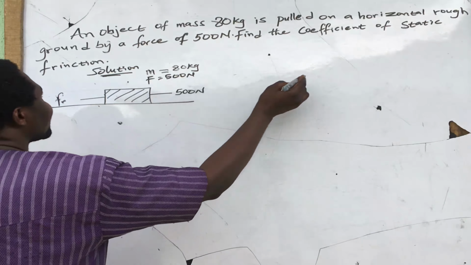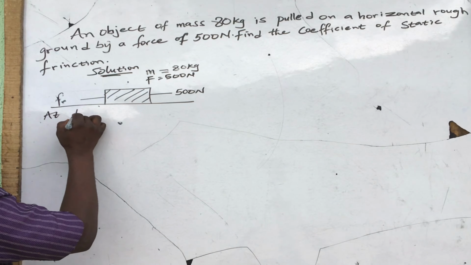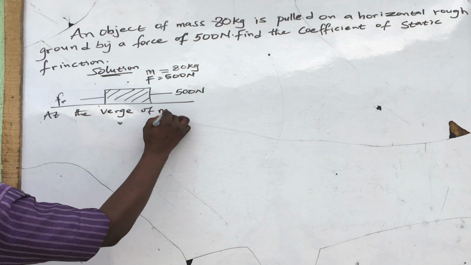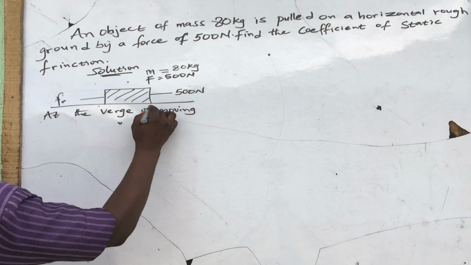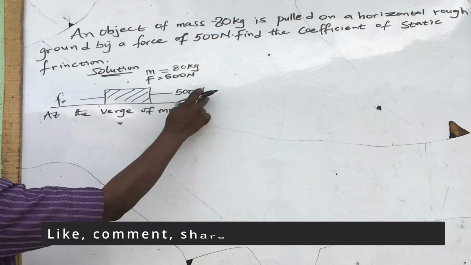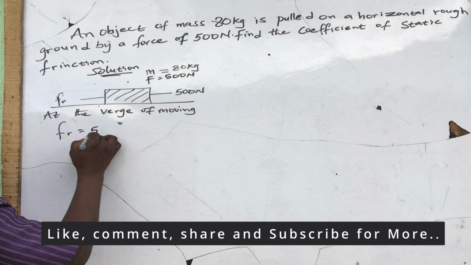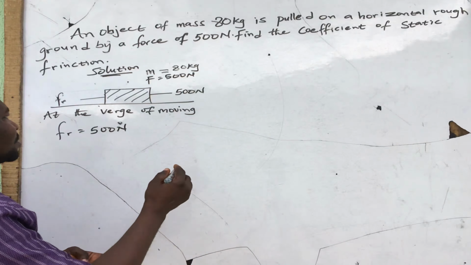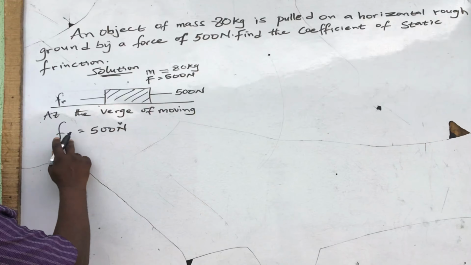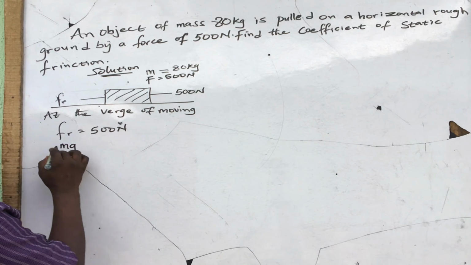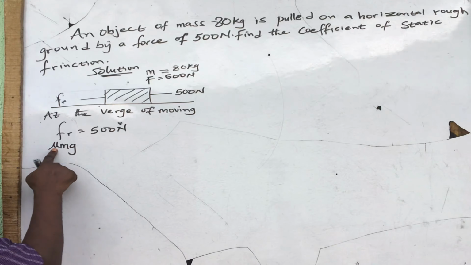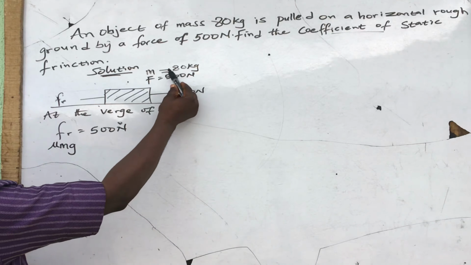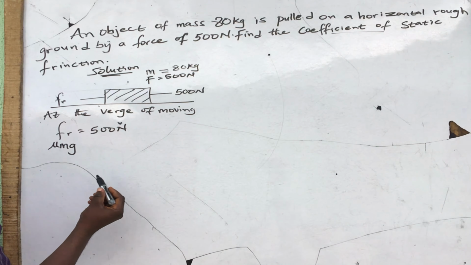So at the verge of moving, this is equal to this. The frictional force will equal 500 Newton. So when it's about to move, at the verge of moving, it's equal to this. And remember, this is the coefficient of static friction times mass times acceleration due to gravity.